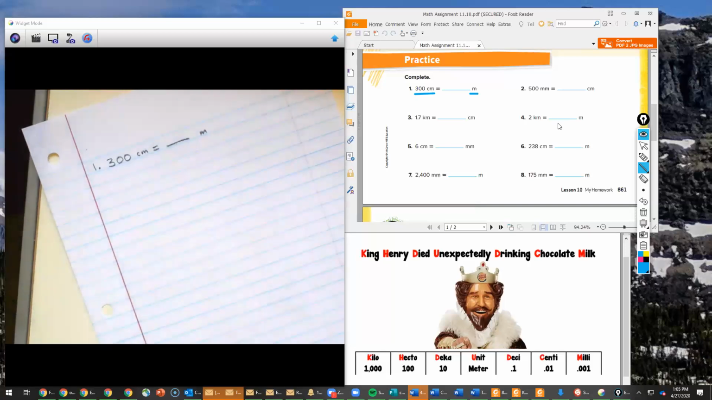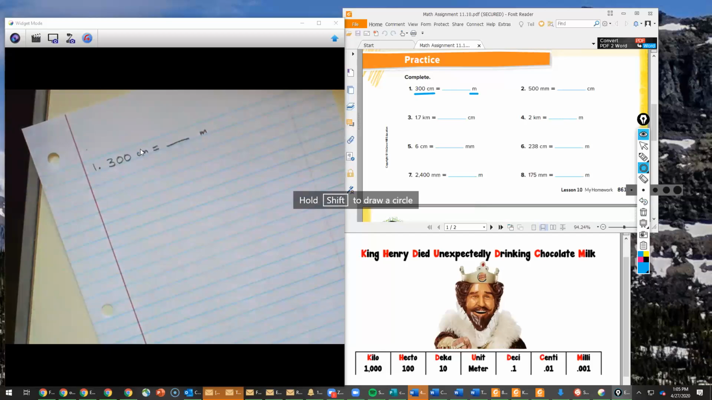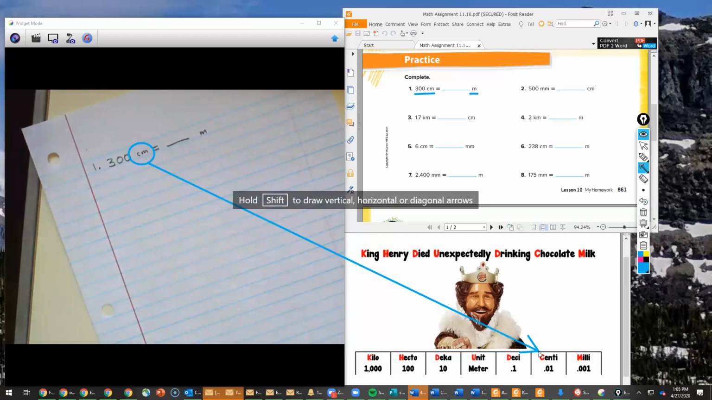Next thing I'm going to do is look at my King Henry chart. It is going to help me so much. The first thing I'm looking at is that I'm starting off with centimeters. Because I start off with centimeters, I'm going to match those up on my chart. Centi right there is where I'm starting. So I'm going to start with centimeters, and I'm going to be moving to meters. Because I'm moving to meters, I want to find where I'm going to be going on my chart. Meters is the unit measurement, so it's going to start right here, unit.